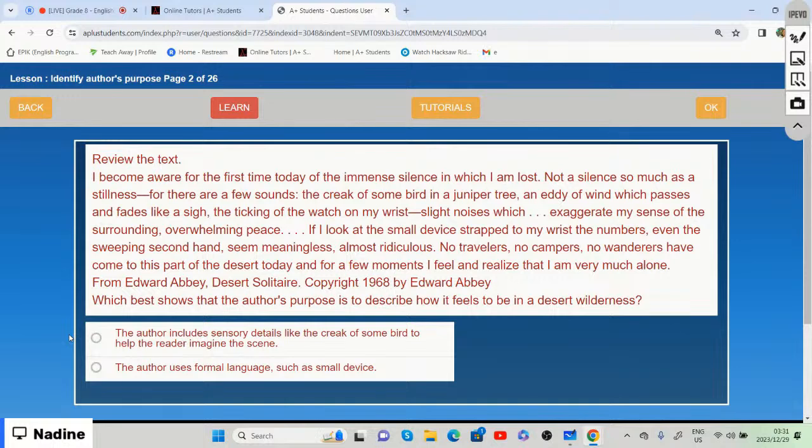An eddy of wind which passes and fades like a sigh, the ticking of my watch on my wrist, slight noises which exaggerate my sense of the surrounding overwhelming peace, which means that it is basically awakening his sensory details, right? Such as the author includes sensory details like the creak of some bird to help the reader imagine the scene.